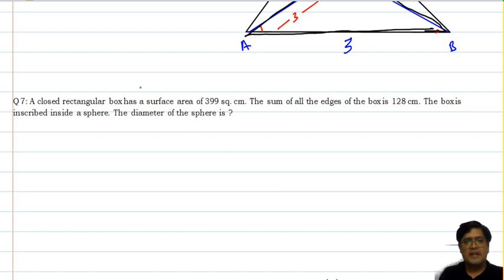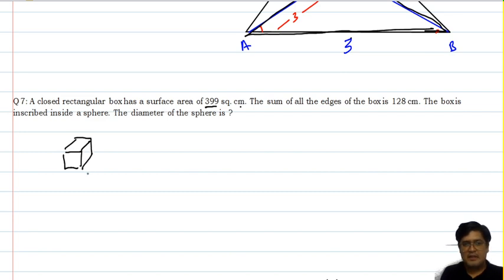A closed rectangular box has surface area of 399 square centimeters. The sum of all the edges of the box is 128 centimeters. The box is inscribed inside a sphere. The diameter of the sphere is? Here I am getting hints about a rectangular box.